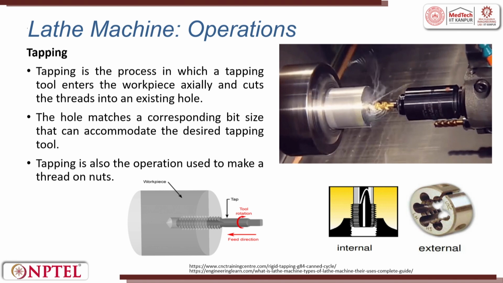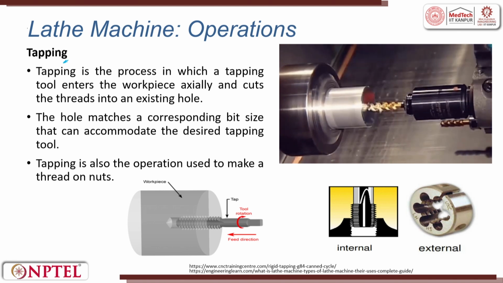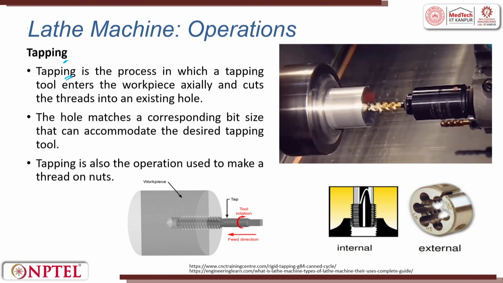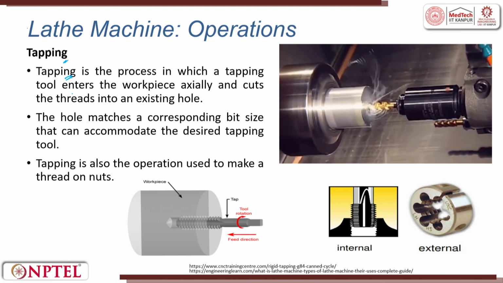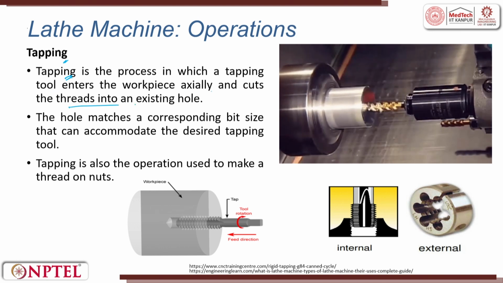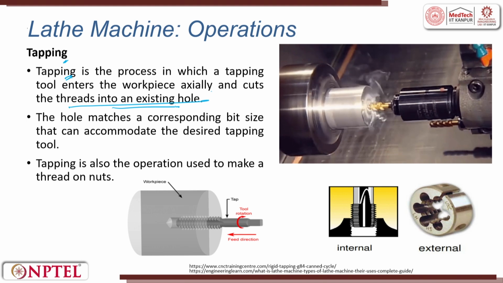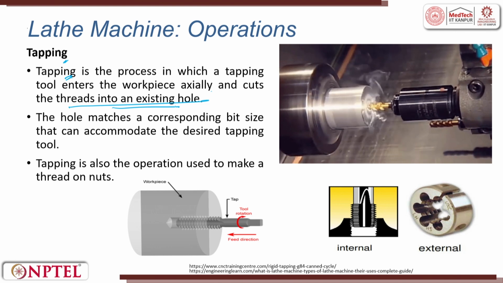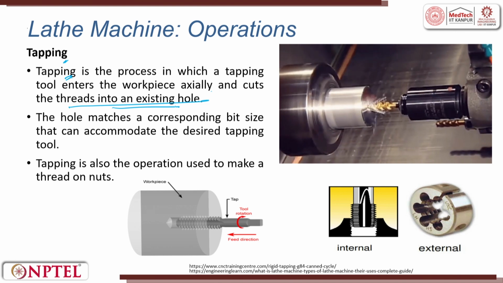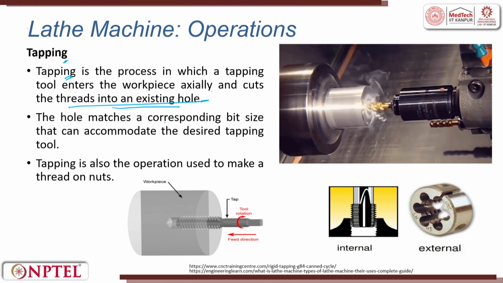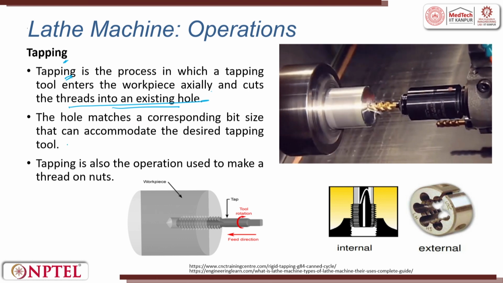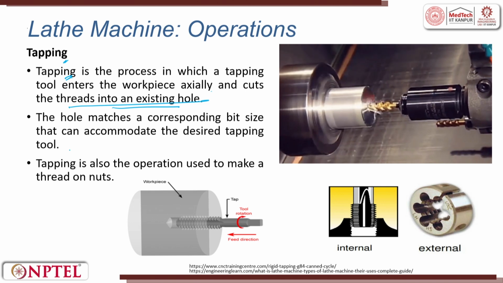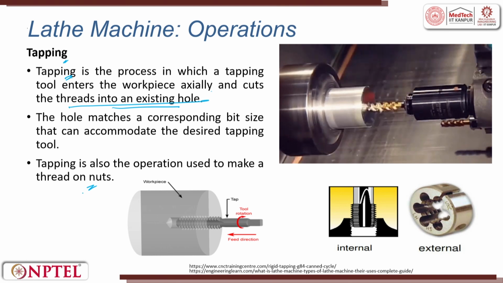There is a tapping operation which is also there. Here the reamer is replaced by a tapping tool, in which the tapping tool enters the workpiece axially and cuts a thread into the existing hole. A hole is there, now you put a tap and then you create an internal thread. The threading operation is external, the tapping operation is an internal thread. The hole matches with the corresponding bit size that can accommodate the desired tapping tool. It is used for making threads on nuts.